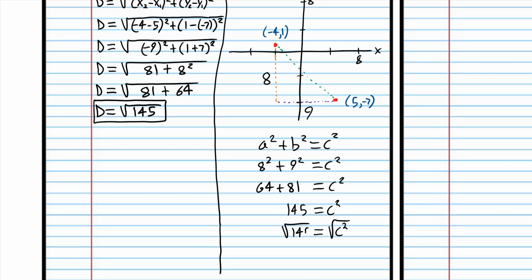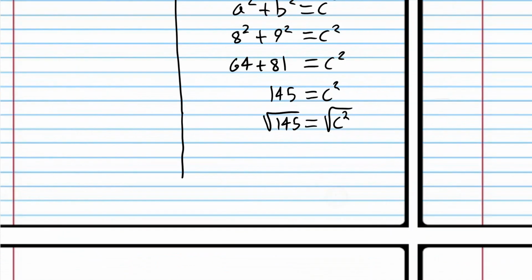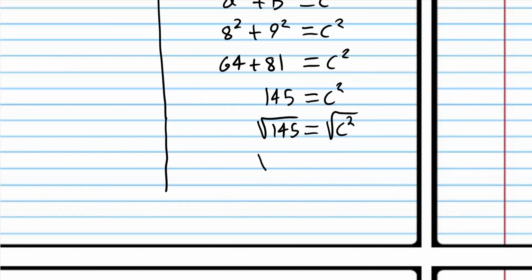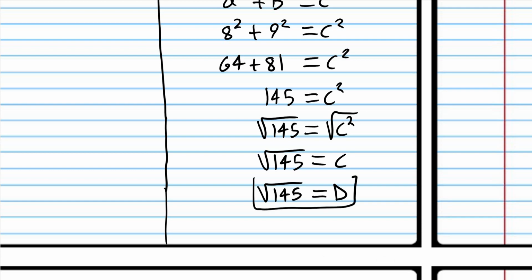So we have to get rid of that second power. The square root is the opposite of squaring. And we end up with the square root of 145 is equal to c. And because we're looking for the distance, we can just change it to d. And we see we get the same answer that we got for the formula method.